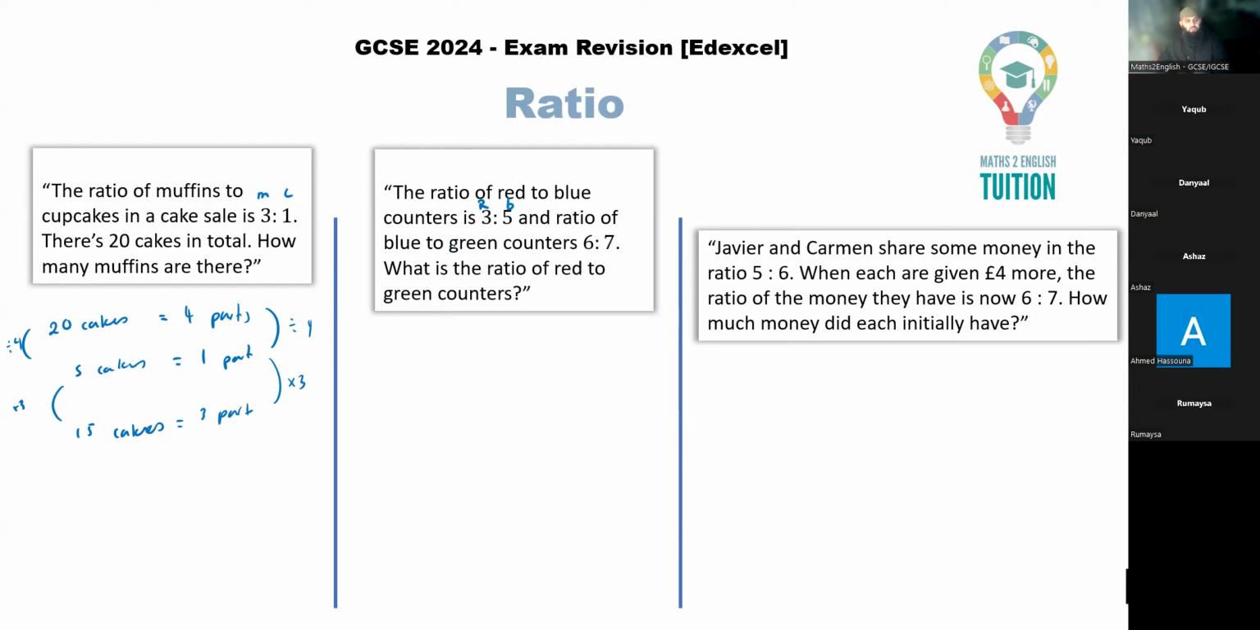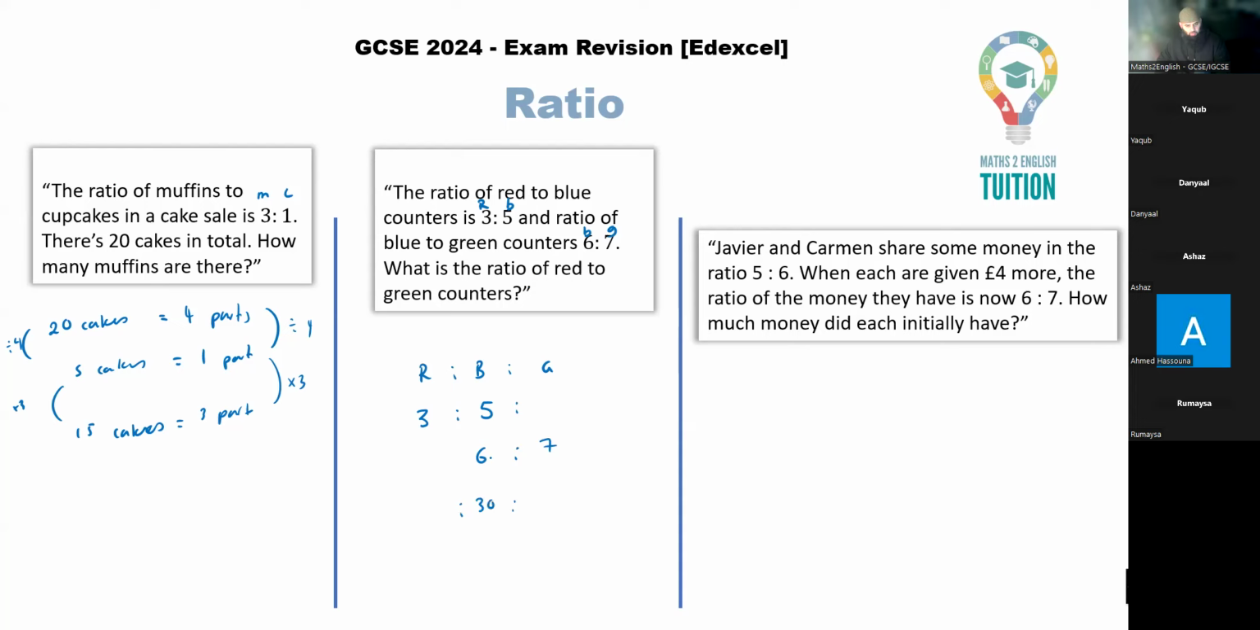Red to blue is 3 and 5. The ratio of blue to green is 6 and 7. What's the ratio of red to green? Okay, so we can write some red, blue, and green. Red to blue is 3 and 5, and blue to green is 6 to 7. I can multiply these two, and I'm going to get 30 over here.